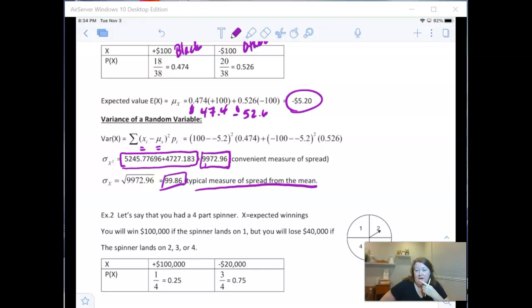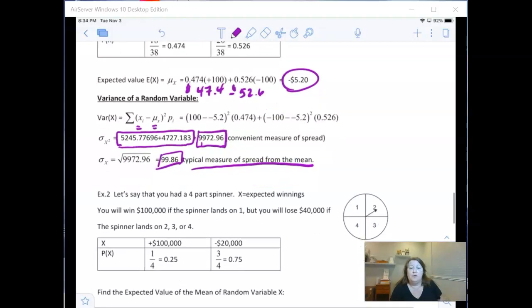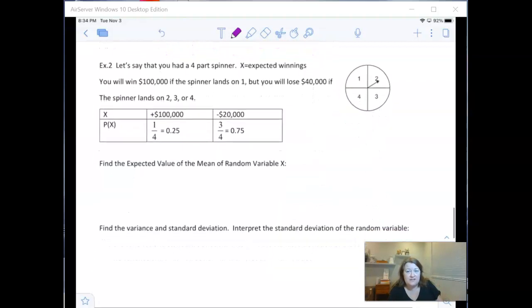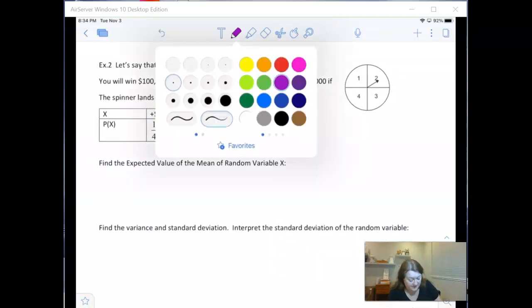Okay. All right. So we've got those going on. So we've got mean, variance, and standard deviation. All right. Let's do one more that's a little bit different. Same basic process, just a little bit of a different format and a little bit of a different setup.